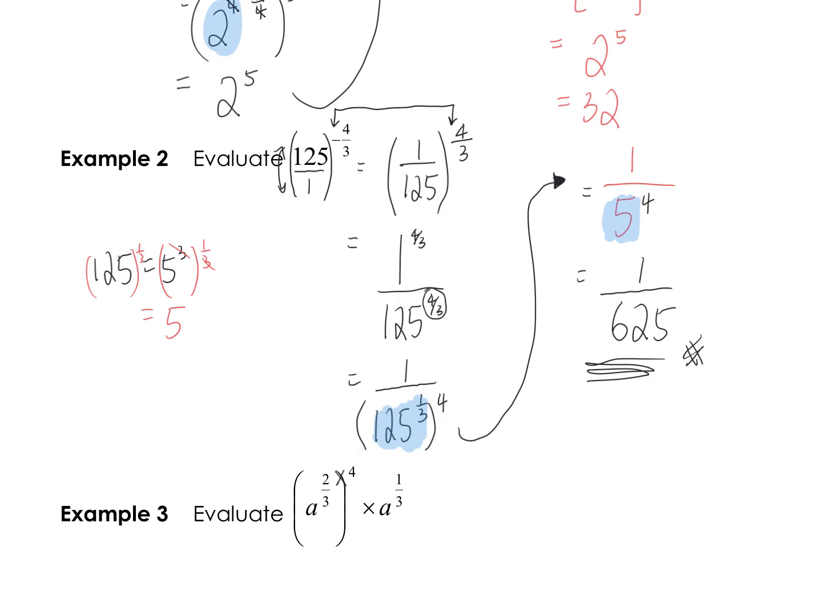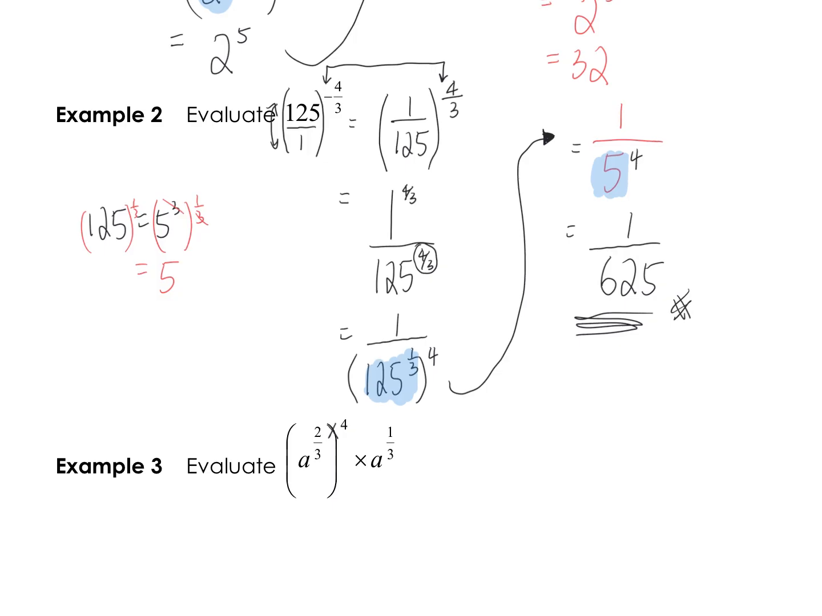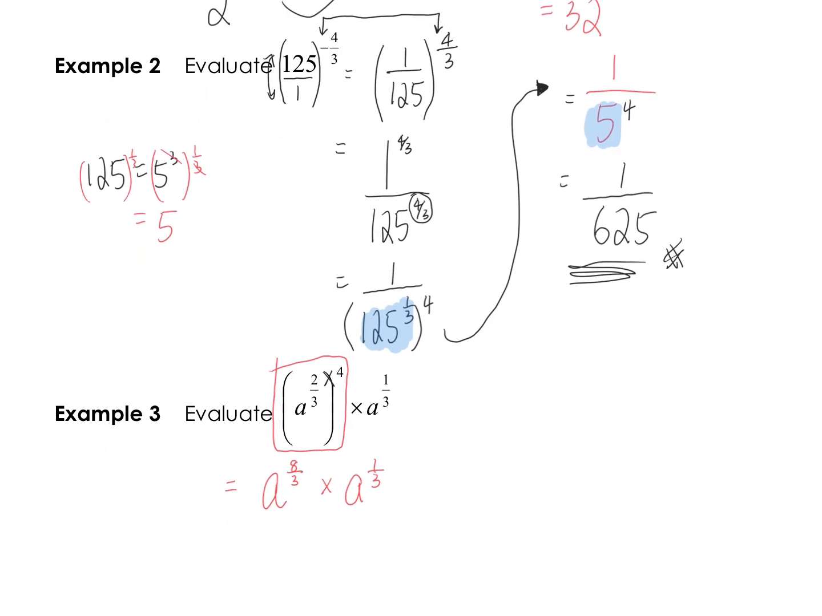What do I get from the first bracket? A to the power of what? 8 over 3, right? And then what do I do next to the 2 powers? Add them up. So it's just A cubed. Then 4 times 2/3, you get 8 over 3.